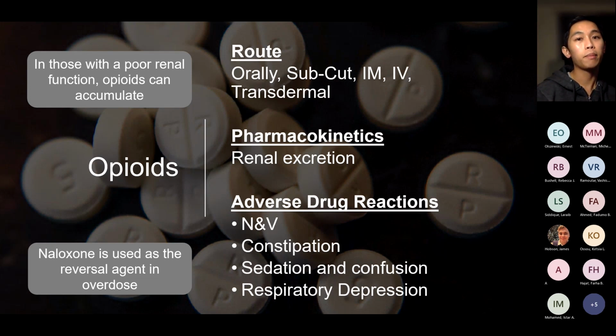So it's important to bear that in mind because in someone with poor renal function, so acute kidney injury or any other kidney pathology, the levels of opioid can accumulate in these patients' blood. And if the levels of opioids accumulate in their blood to such an extent, they're more likely to experience adverse drug reactions like nausea and vomiting and constipation. If opioid levels get to such a high extent in a person's blood, they can experience more serious side effects like sedation and confusion and respiratory depression. And the last two adverse drug reactions on this list are life-threatening. So if you want to reverse it, the reversal agent for opioids is naloxone.